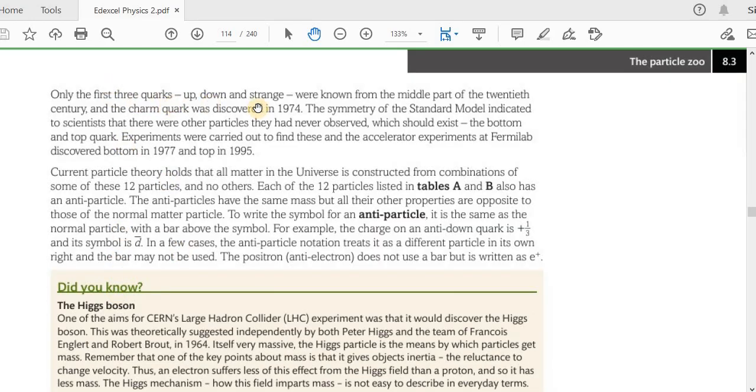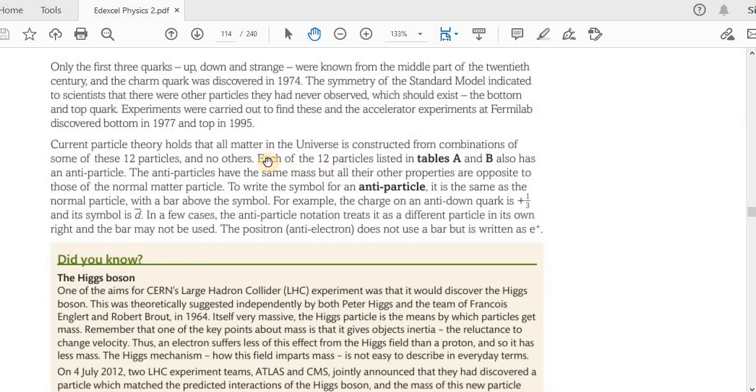Only the first 3 quarks, up, down and strange, were known from the middle part of the 20th century, and the charm quark was discovered in 1974. The symmetry of the standard model indicated to scientists that there were other particles that had never been observed, which should exist, the bottom and the top quark. Experiments were carried out to find these, and the accelerator experiments at Fermilab discovered the bottom quark in 1977 and the top quark in 1995.